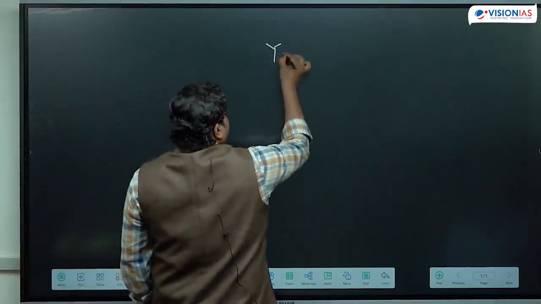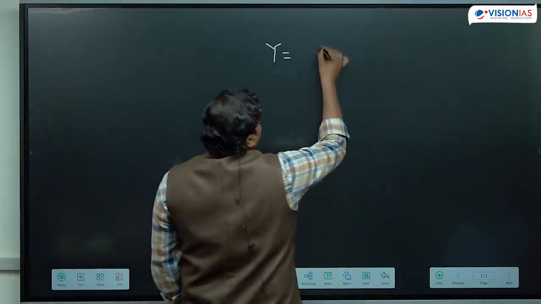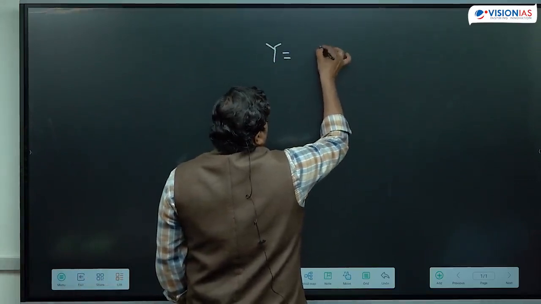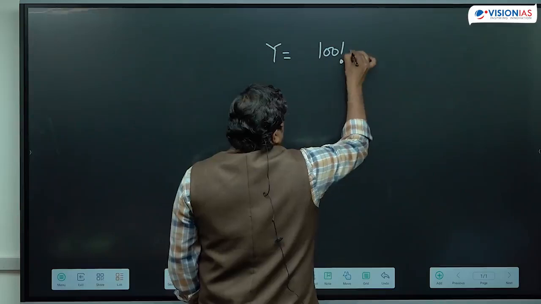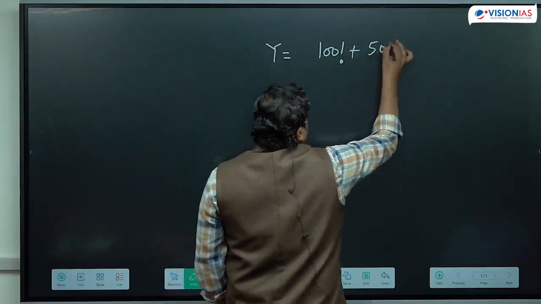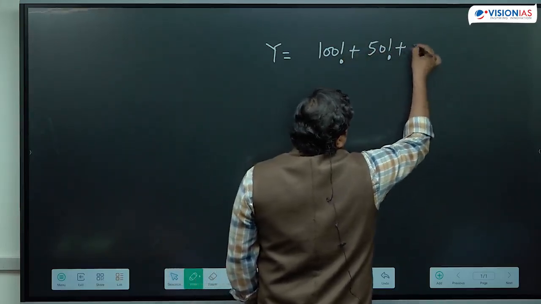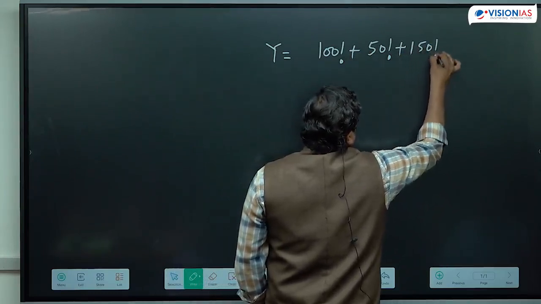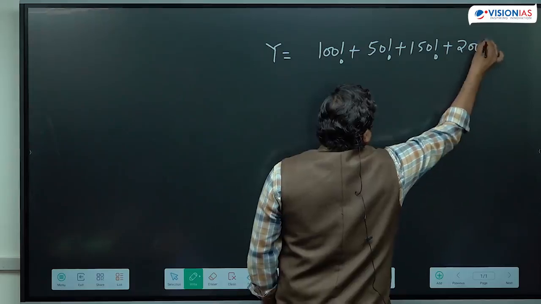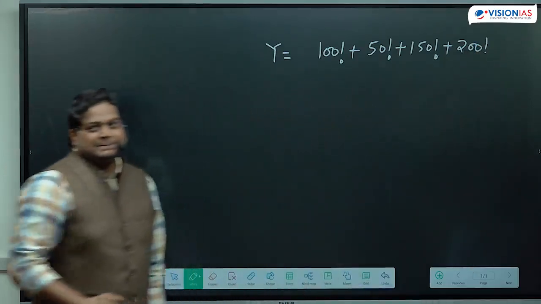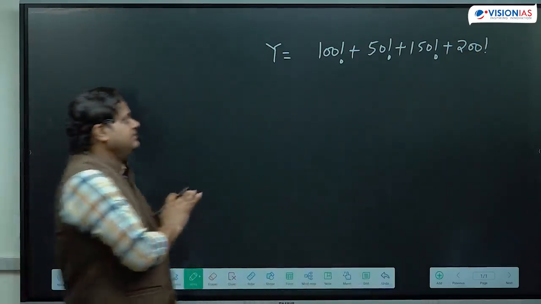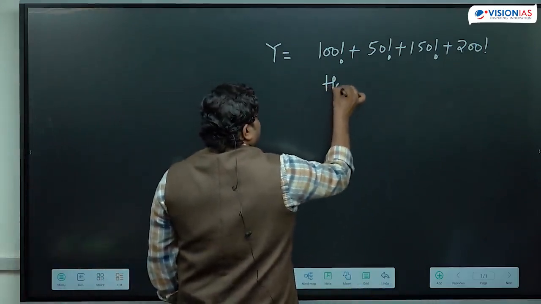If I write y is equal to 100 factorial plus 50 factorial plus 150 factorial plus 200 factorial, 10 factorial is not there. How many zeros are there at the end?